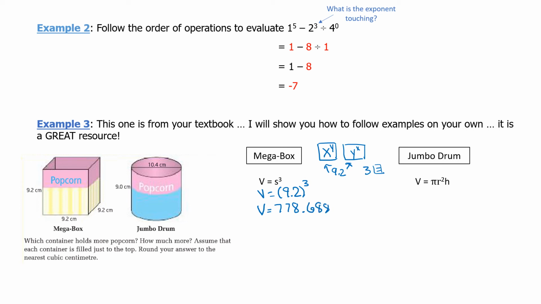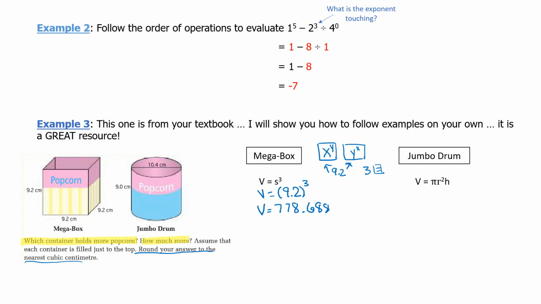The question didn't tell us how, but told us at the end that we need to round our answer to the nearest cubic centimeter. So we're not quite at the answer yet though, because remember the question was, which container holds more popcorn? How much more? That's the question, so that's what we're working towards.